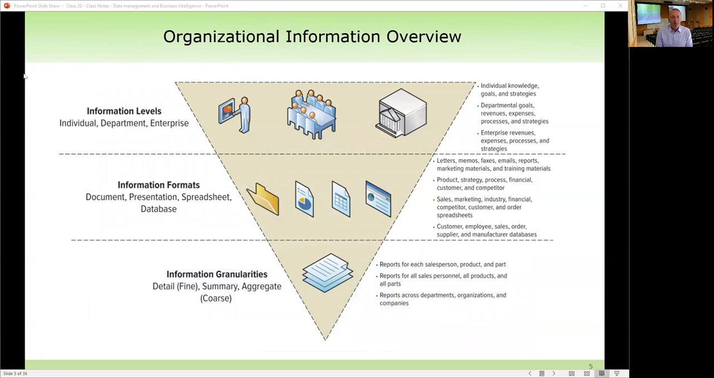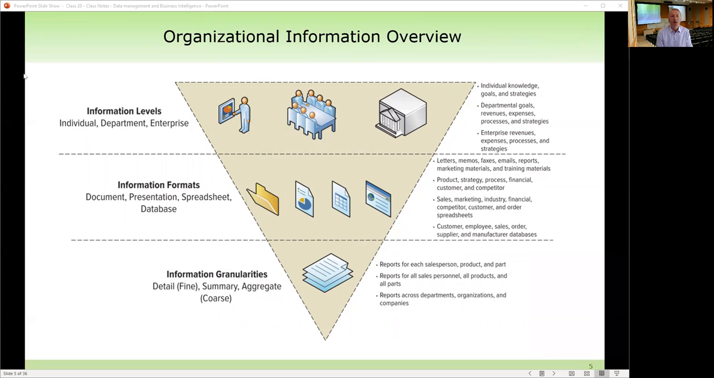Information is used at many different levels in an organization, and here you can see a diagram that we have an individual, department, or enterprise information level where we deal with individual knowledge, goals, and strategies, department goals, enterprise revenue, expenses, processes, strategies, and that type of information.